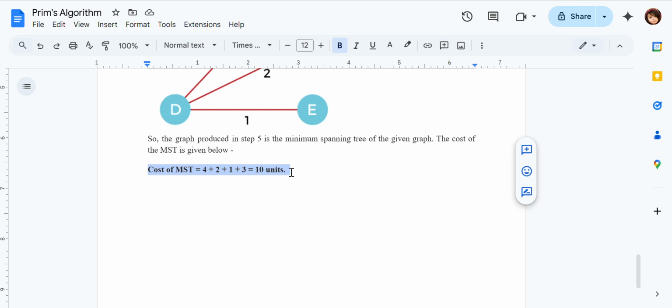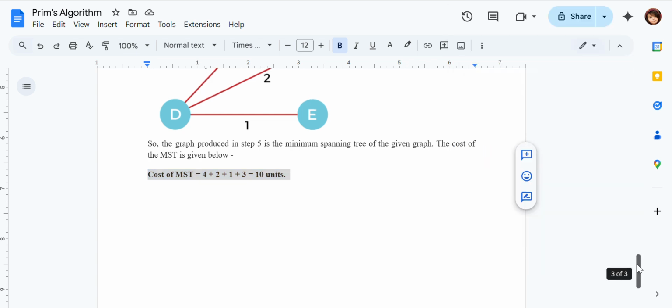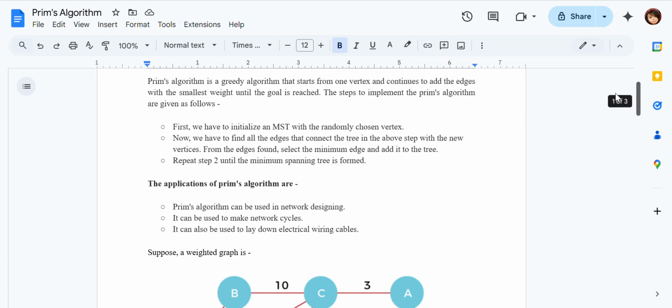You can use any algorithm. If the question mentions specifically Prim's or Kruskal's, you have to follow that procedure to create a minimum spanning tree. If they just give a graph and ask you to create a minimum spanning tree, you can choose whichever algorithm is comfortable for you. Both algorithms will give us the same total edge cost. Nothing different. So this is how your Prim's algorithm has to be solved.